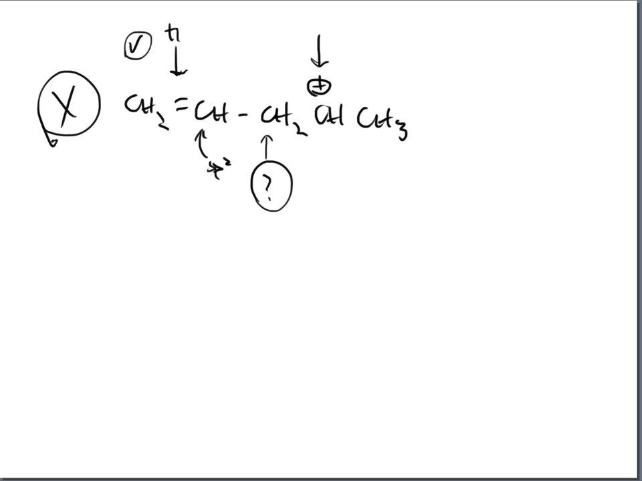Okay, so let's do another example. Let's see if we are getting more comfortable with this idea. So let's do CH3, CH, and then maybe a double bond. CH, CH, and then maybe another double bond, and then a CH2.